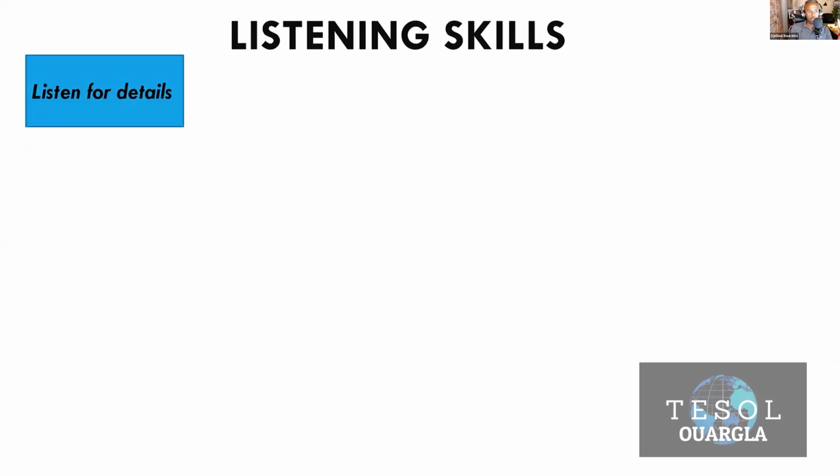The first one is to listen for details. Now, when you listen for details, you identify specific information, such as, for example, keywords or numbers or names and dates and places. Then you listen selectively. Now, when we pay attention to particular parts of the listening text and ignore others that are not relevant to the listening goals or to the questions that have been asked by the teacher, for example, because that can contain too much information to attend to at the same time.